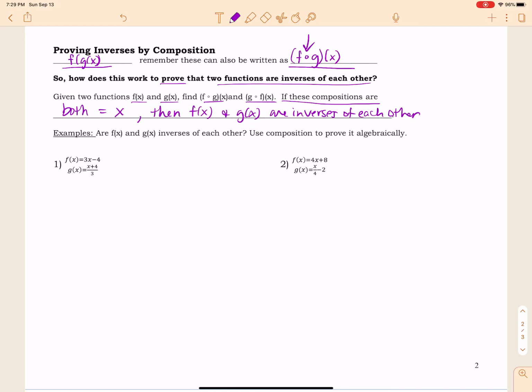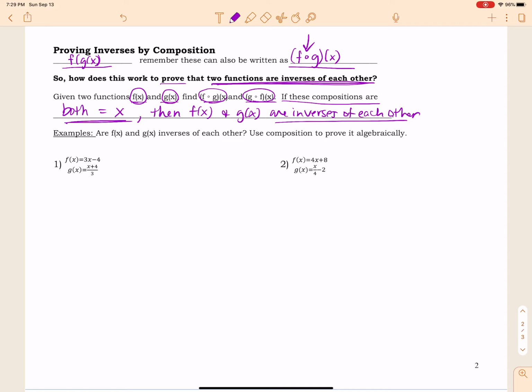So why are we going to use compositions in this way? Well, the nice thing about compositions is that I can use them to see if two functions are inverses of each other. So, for instance, if I've got f of x and g of x, if I find f of g of x and g of f of x, if these two compositions are both equal to x, then I know that they are inverses of each other. So let's see what this looks like.